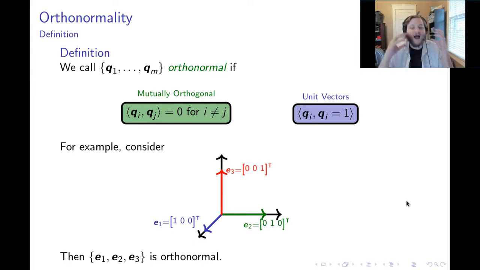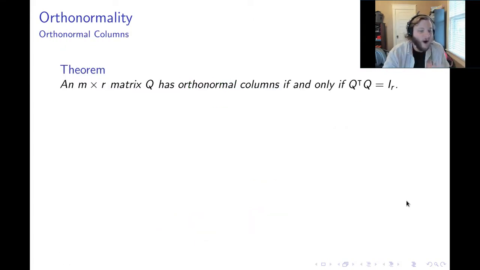So whenever I think of an orthonormal list of vectors, I have this picture in my head, even though the coordinates of a general orthonormal list might be much more complicated than the standard basis. So why are orthonormal lists of vectors so desirable to work with? And why would I want to put them in the columns of a matrix? Well, it's because of this theorem. Let's say that a matrix Q is m by r, and let's say that its columns are orthonormal.